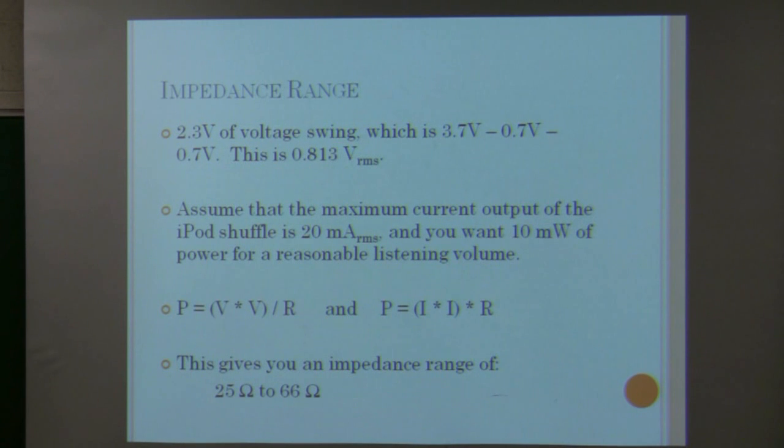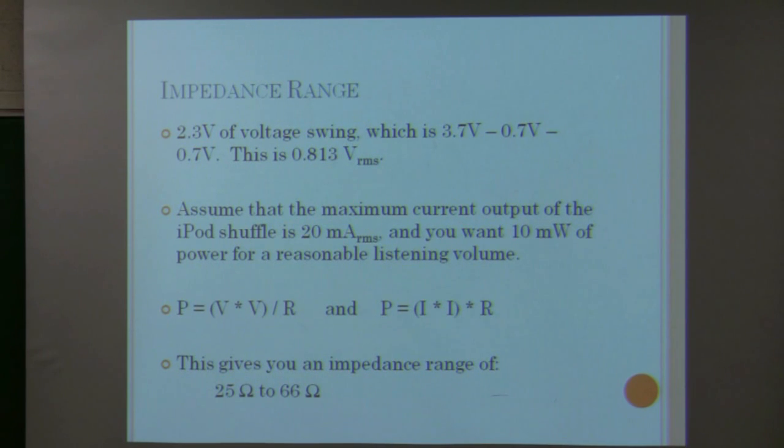Where did that number come from? Well, the battery voltage in most iPods is 3.7 volts. That's a standard lithium-ion battery. And then typically you can swing about 0.7 volts within that max of 3.7 volts. So if you take 3.7 and then minus 0.7 and minus 0.7 again, there's your 2.3 volts. You convert that to RMS voltage, and you get about 0.8 volts RMS. So that's your voltage limit coming out of the iPod.